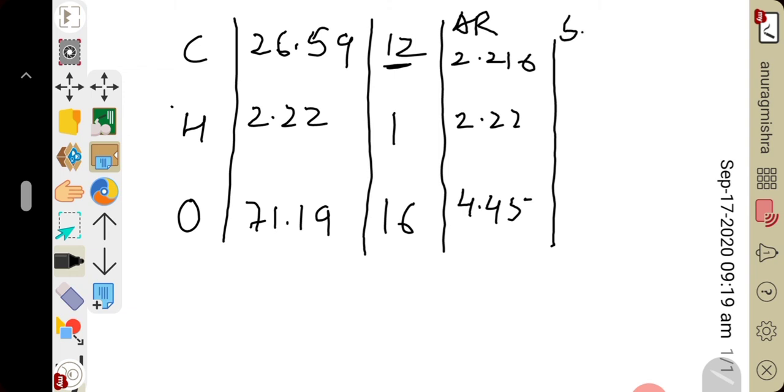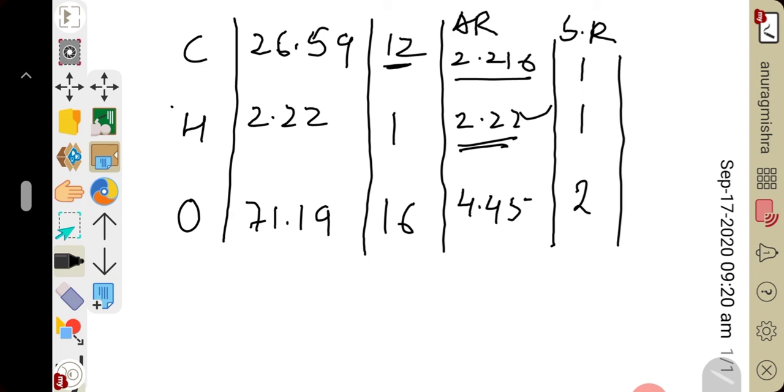After that, we have to find the simplest ratio. How can you find it? First of all, choose the smallest number in the atomic ratio. The smallest number is 2.22, because 2.216 is approximately 2.22. Now divide every number in the atomic ratio, including the smallest, by this smallest number. So 2.22 by 2.22 is equal to 1. Here also 1. And 4.45 divided by 2.22 is approximately 2.